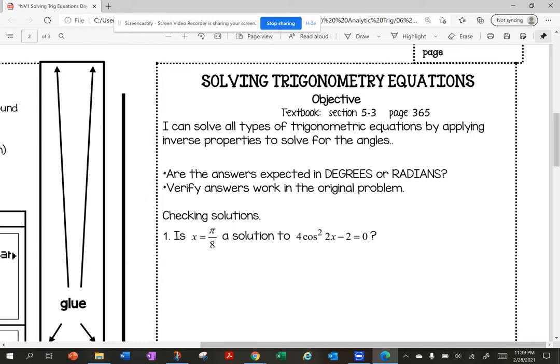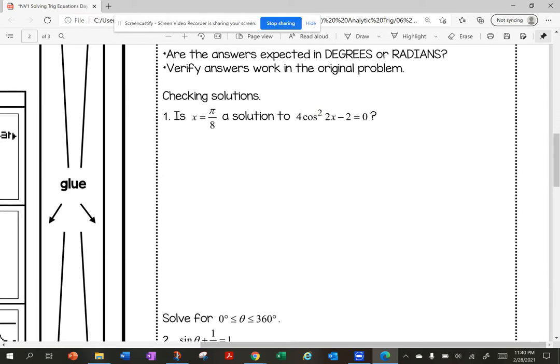Okay, so let's start out with, after I solve, I always have to make sure my solution is valid. So let's just do a quick review for checking solutions. Is x equals pi over 8 a solution to 4 cosine squared 2x minus 2 equals 0?